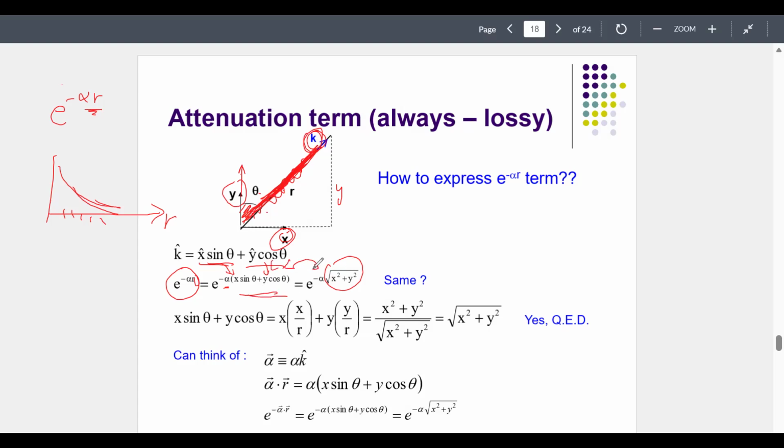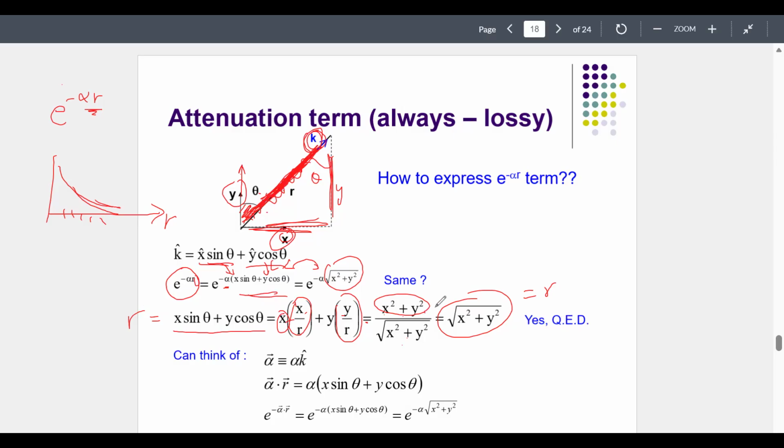So are they the same? Are we free to use either one of them? Well, they are the same. So let's look at it. What is x sine theta plus y cosine theta? Looking at this triangle, sine theta is x over r, and cosine theta is y over r. So now I have x squared plus y squared over r. And r is just the square root of x squared plus y squared. So this is just equal to r. I can write r just like that.